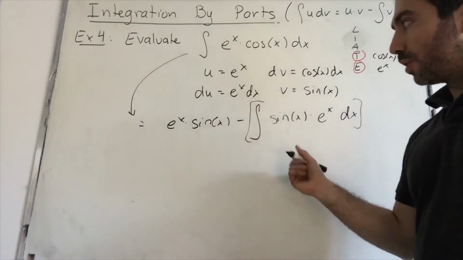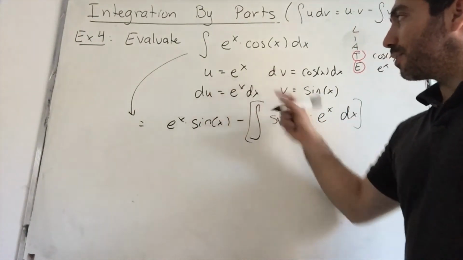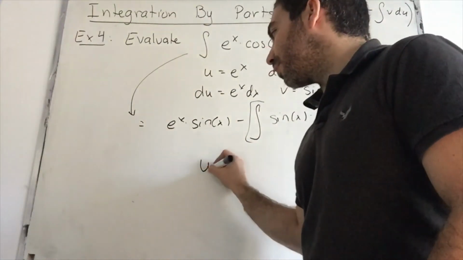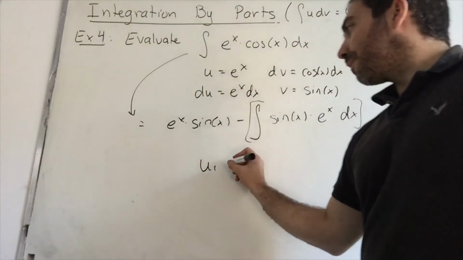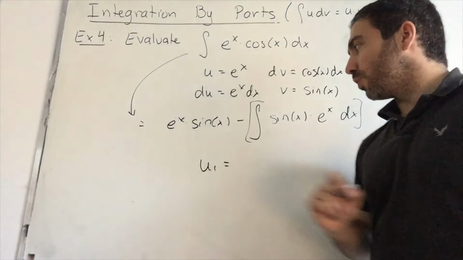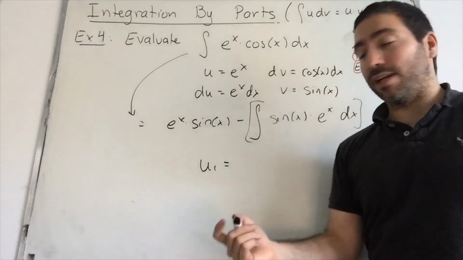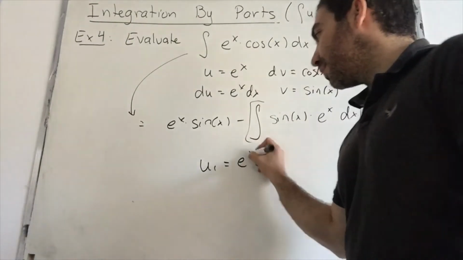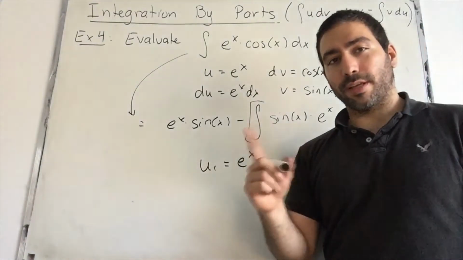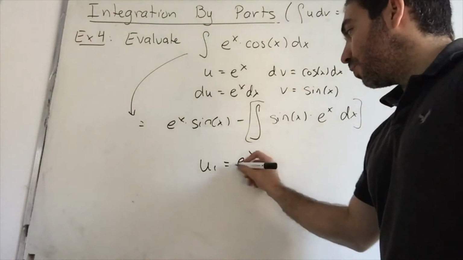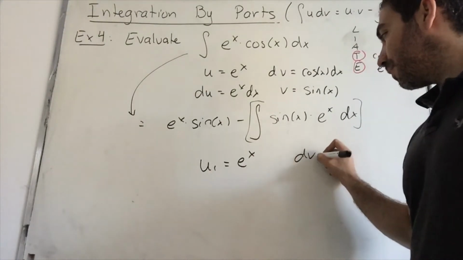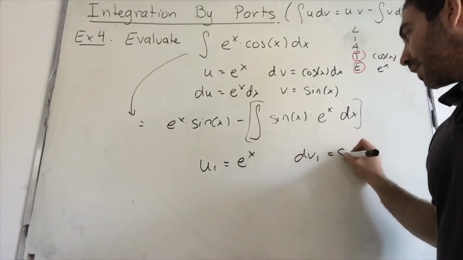Okay, so let's go through the process again. I'm not going to use the same letters, I'm going to change it up, so I'll call it, let's say, u bar or u1 or something, or u tilde. Just change the notation, don't use the same one. And we're going to not apply LIATE again, we're going to let it equal e to the x. It might seem like I'm wasting my time, but it actually does work out. So u1 equals e to the x, dv1 is equal to sine x dx.